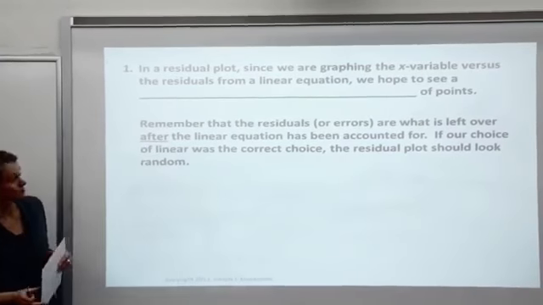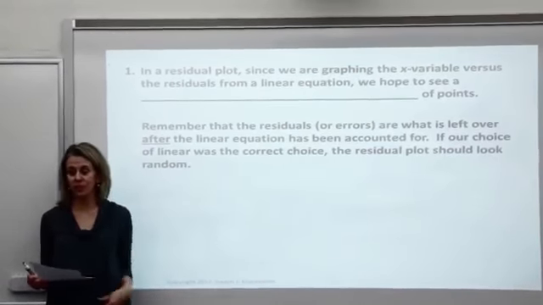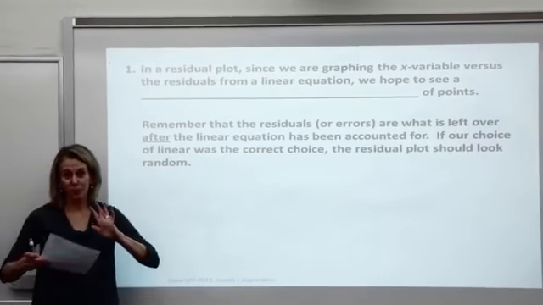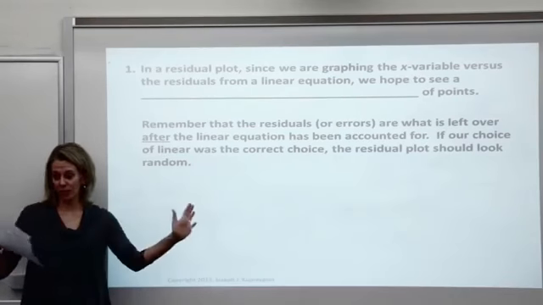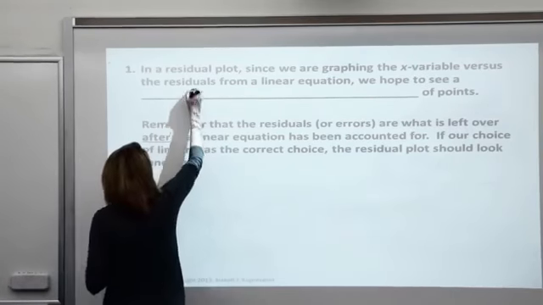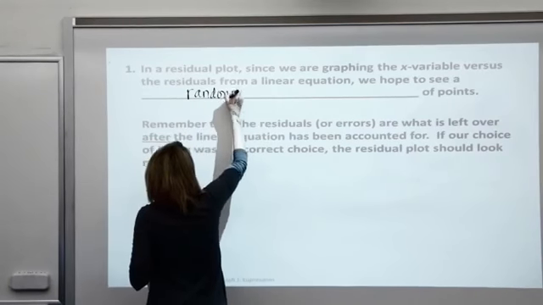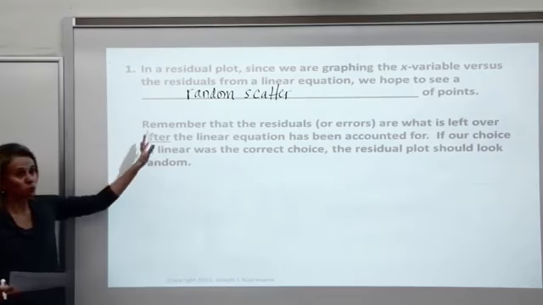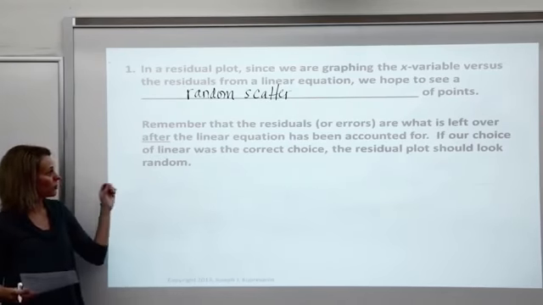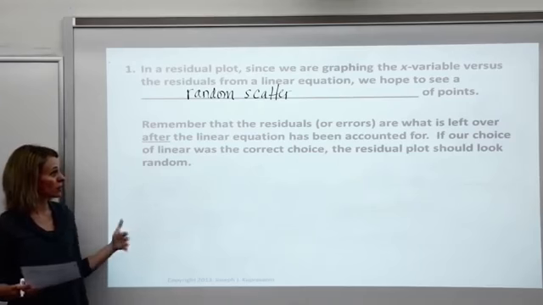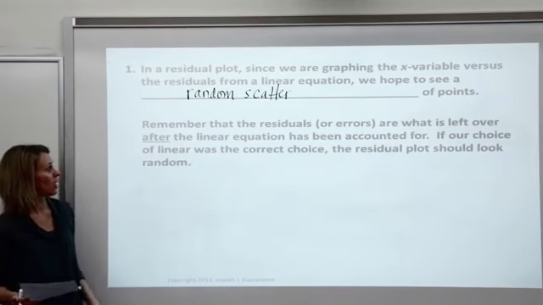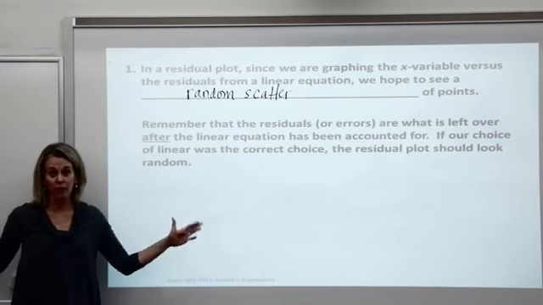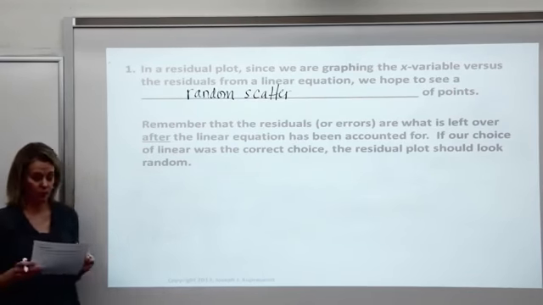Okay, in a residual plot, we are graphing the x variable versus the residuals. What we hope to see is really like nothing. We'd like to see just a random scattering of points. The residuals, recall what they are. They're the errors. They're what's left over after the linear equation has been accounted for. If our choice of a linear equation was correct, then the residuals should look random. There should just be randomness left over.